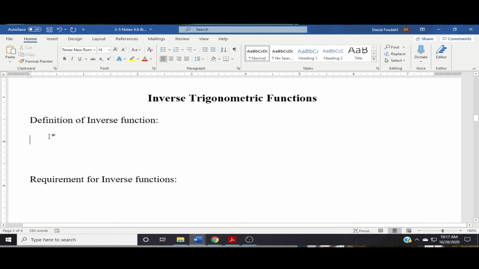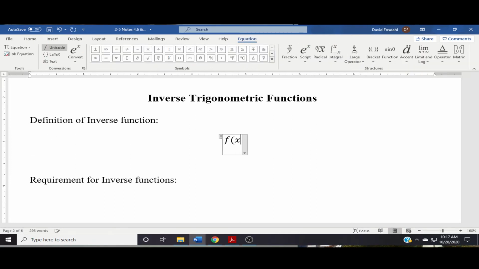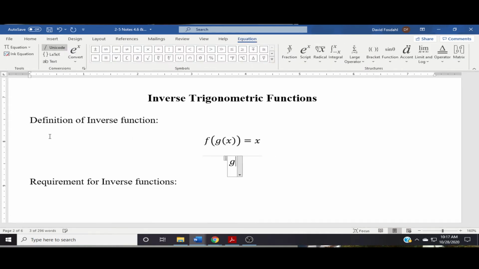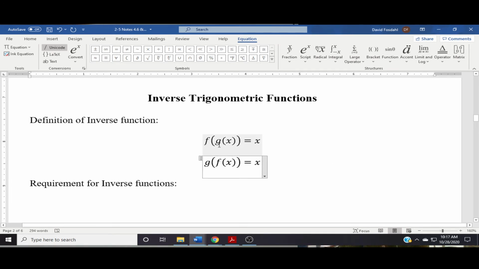Okay, so the definition of inverse. An inverse function is one where, for every x in the domain, f of g of x equals x, and for every f of x in the domain, this is true. Okay, so that is a composite function. Basically, if you take the composite function, it should just give you the x value. So this is the definition of an inverse.